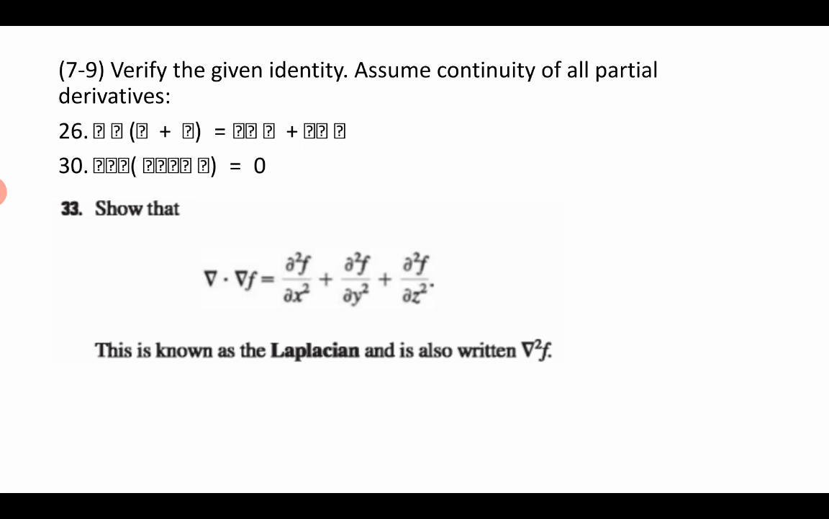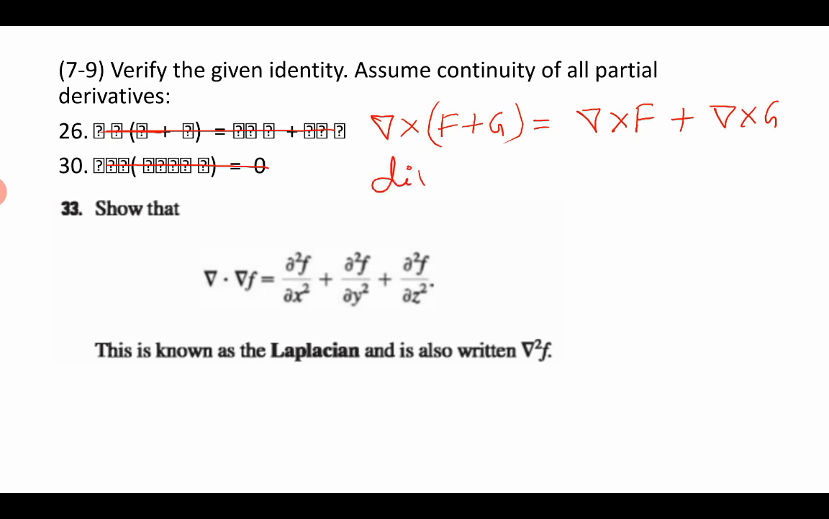Sorry for the inconvenience, because the equations are not displaying in some software, that's the problem. Otherwise it could have been easy. So I will rearrange the proof for this one. Del cross f plus g, we are supposed to prove that it equals del cross f plus del cross g, and that divergence of curl f vector is 0. We have to prove these two.